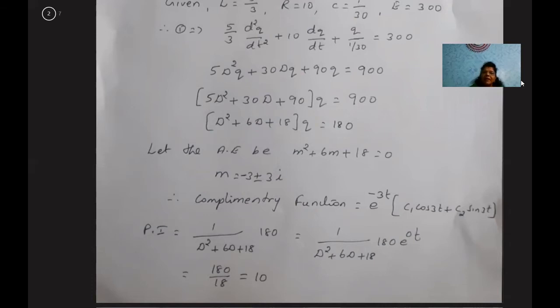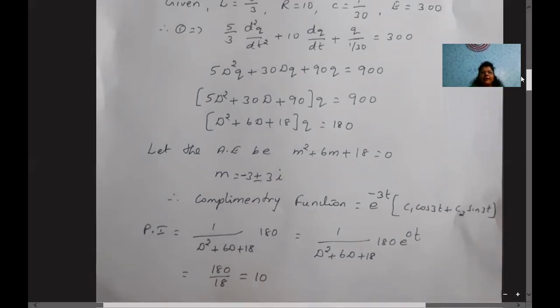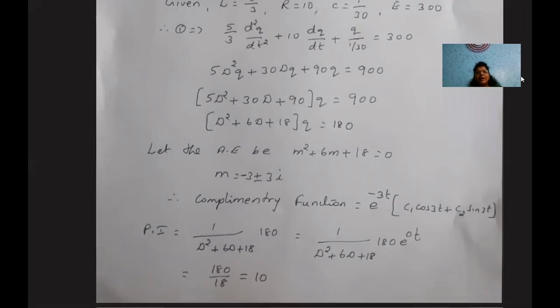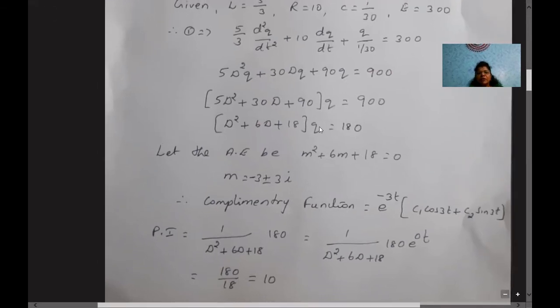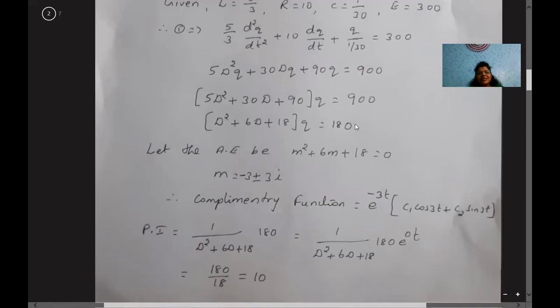What is this capital D square, capital D? I have written small d square Q by dt square as capital D square Q and dq by dt as capital DQ. Simplifying this, I have explained in my first video. Now take this Q, the common one, outside, and divide throughout the term by 5 because 5 is a common factor of this equation. We will obtain the equation as D square plus 6D plus 18 of Q is equal to 800, which is the second order linear differential equation, which we can solve and obtain the solution.